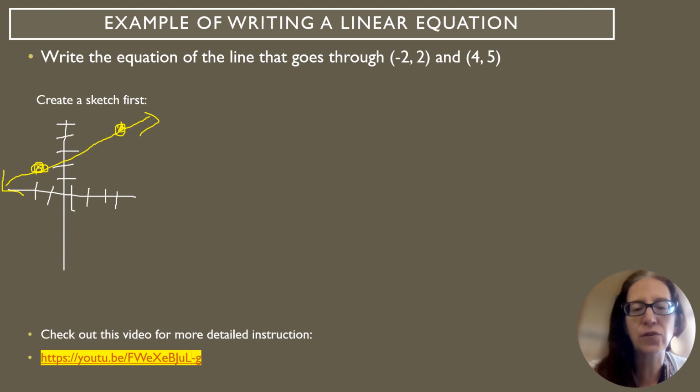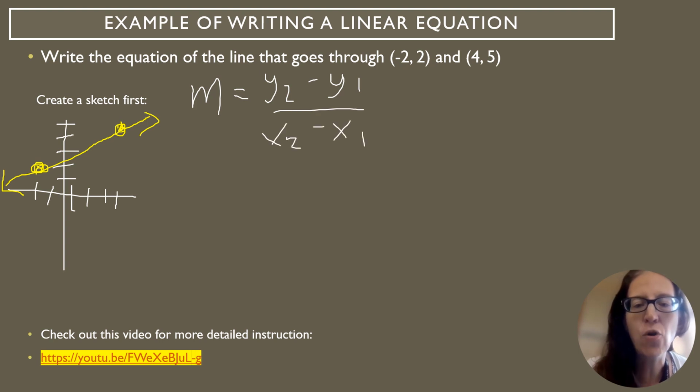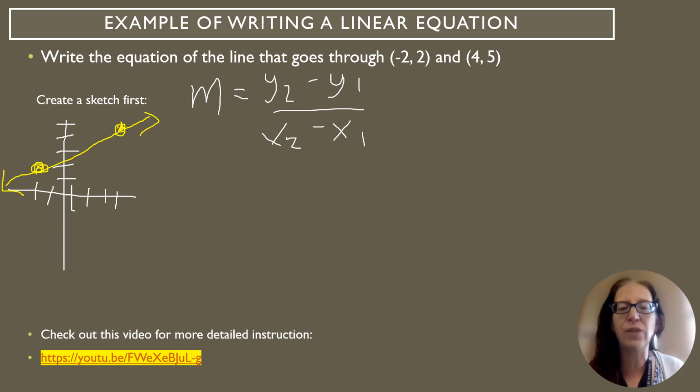So to find the slope, we use this formula. The slope is equal to y2 minus y1 over x2 minus x1. So I hope that is a familiar formula to you. That is an x2.